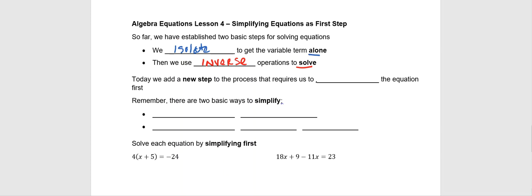So today we add a new step, and this is the step that we revisited in class the other day that comes back from chapter 2, and that step is to simplify the equation first. And we know that simplifying is based on using two specific tools. There are two basic ways that we've learned how to simplify. And in this order, we should remember that the first tool we have for simplifying is the distributive property.